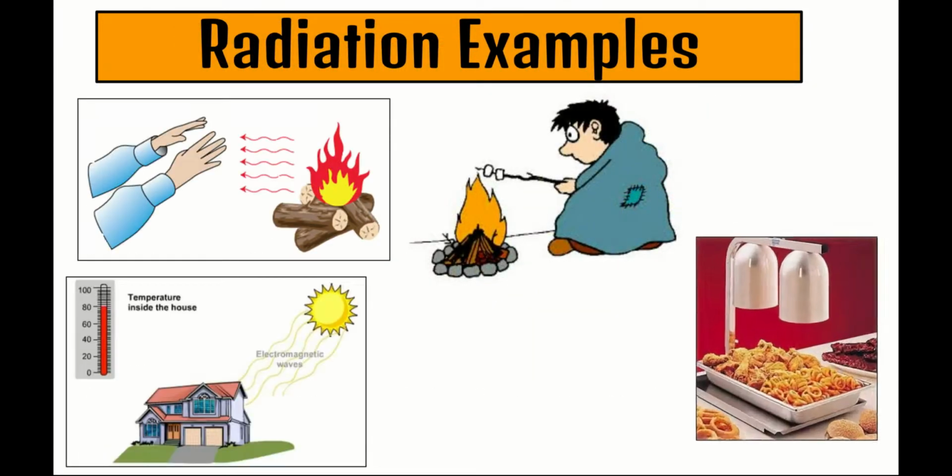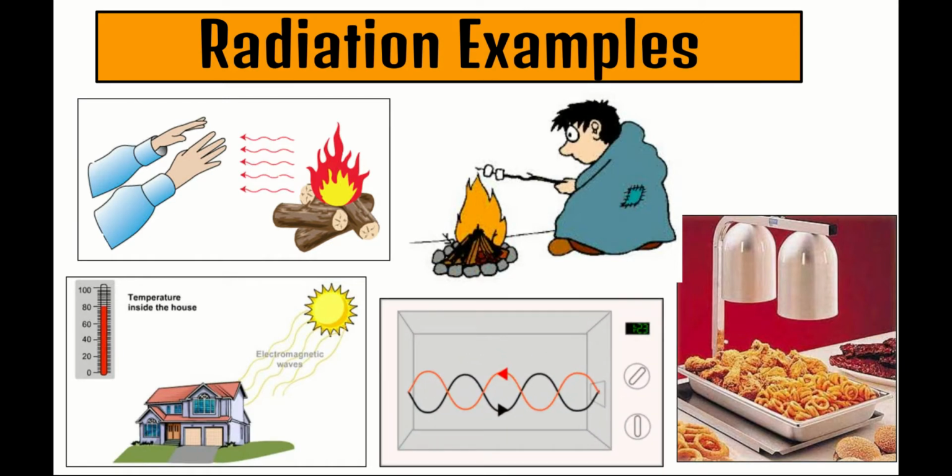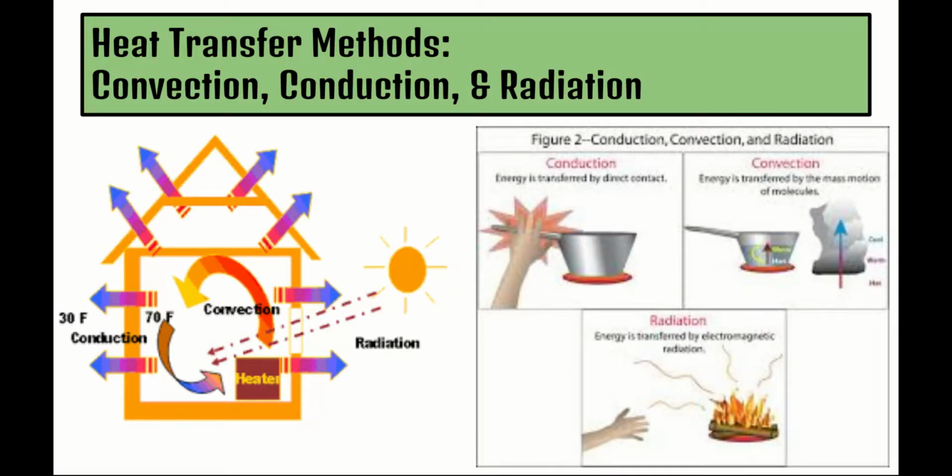So some radiation examples in real life: standing by a campfire, your marshmallows getting toasted. You can see the sun heats up the house. You can feel it if you're in your room on your bed, laying down and the sun comes through the window. We have microwaves. How about heat lamps keeping food warm at buffets back when we were allowed to go out to eat? These are all different types of radiation examples. And notice there's no direct contact. These are all waves emitting energy through empty space.